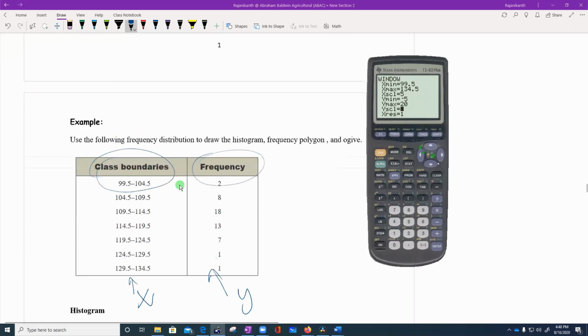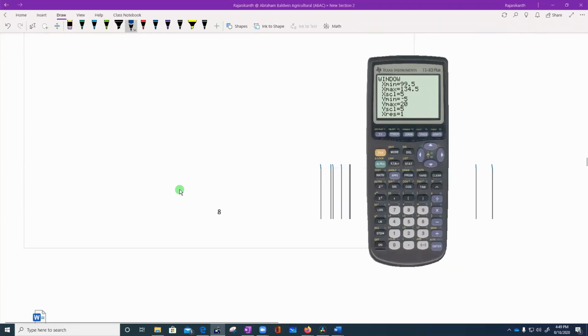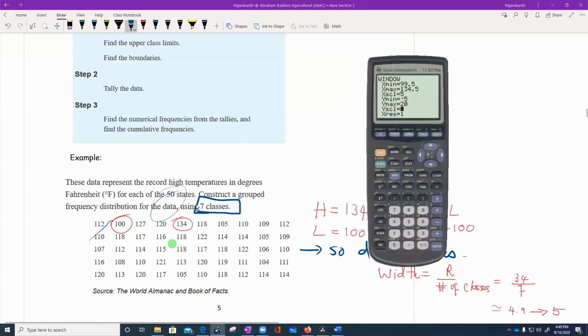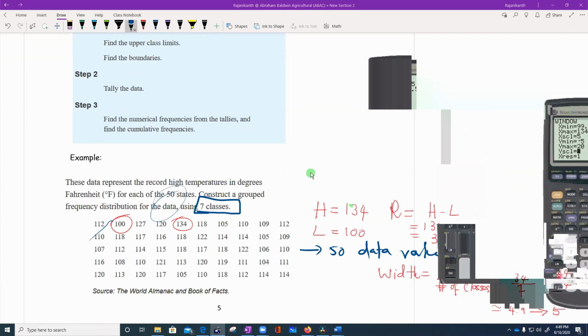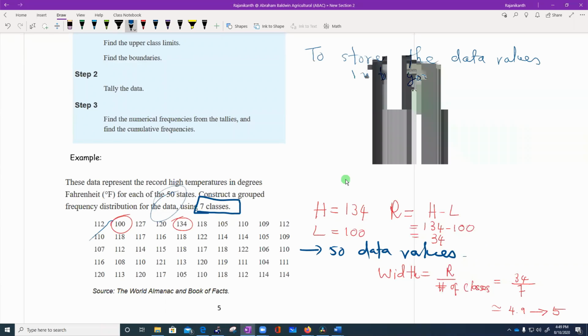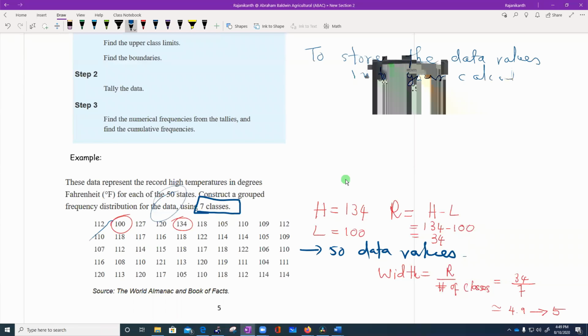You need to feed all the data values into your calculator, right? Remember, I had 50 data values. You need to enter all the data values into your calculator. So this is the way to store all the data values into your calculator. Simply follow this step. Okay.